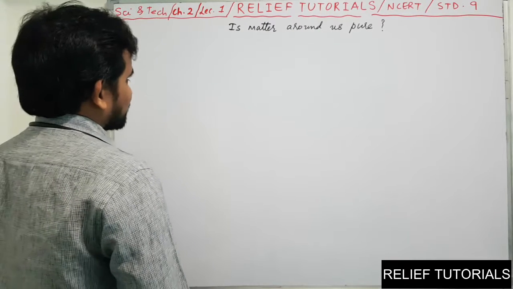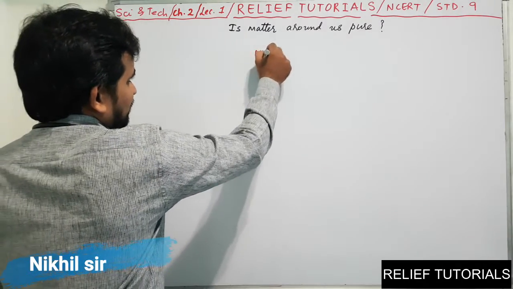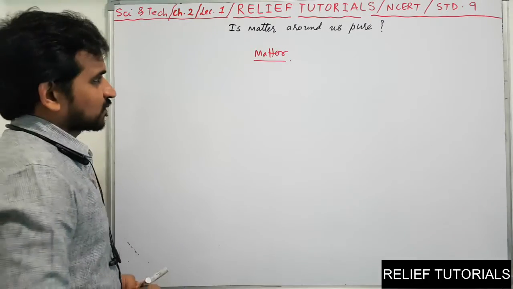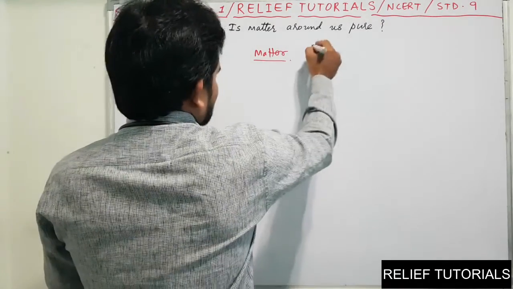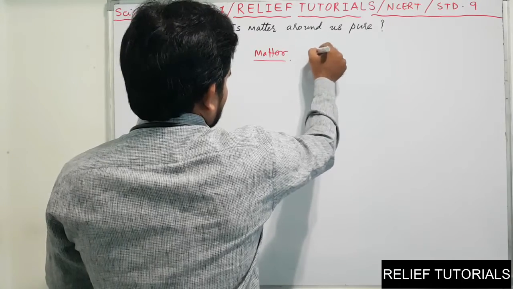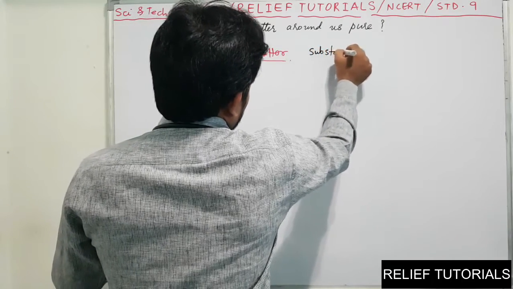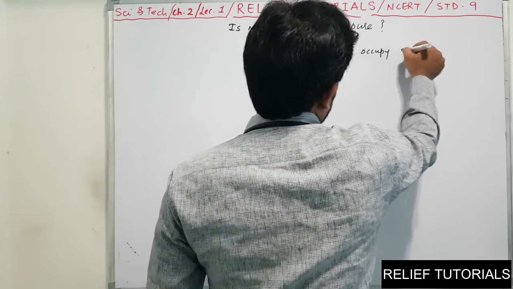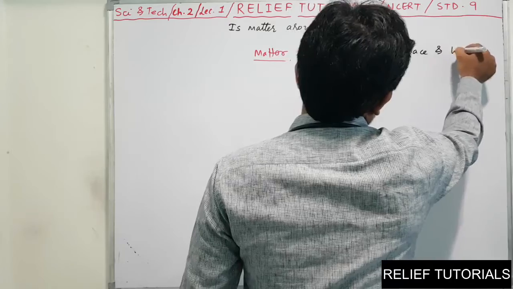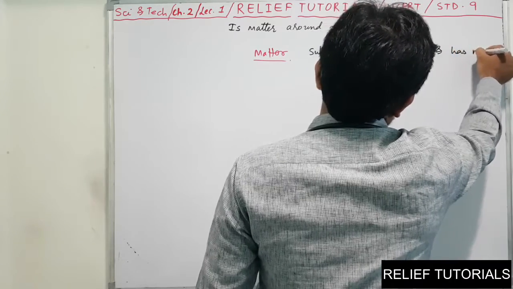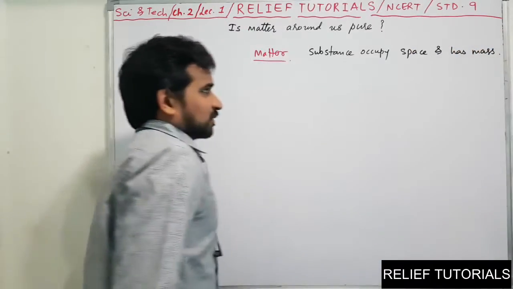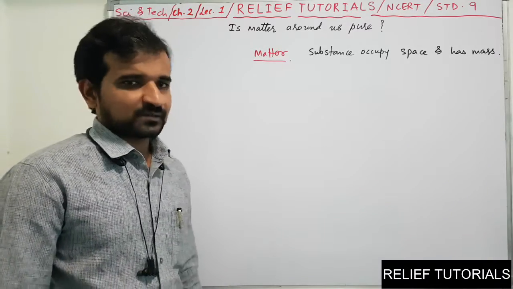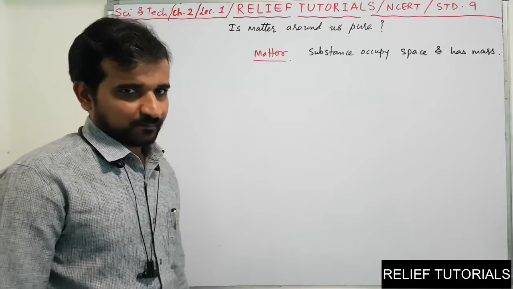Before starting the chapter, let us take the introduction about matter. What do you mean by matter? Matter means substance, occupies space and has mass. The substance around us which occupies space and having mass is called as matter.